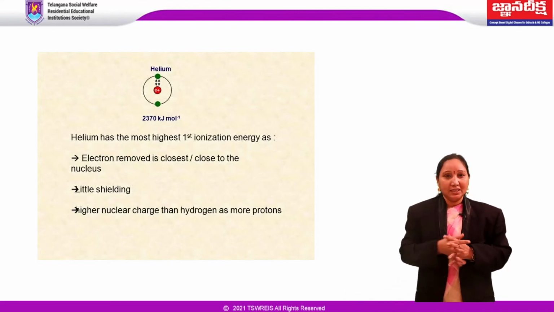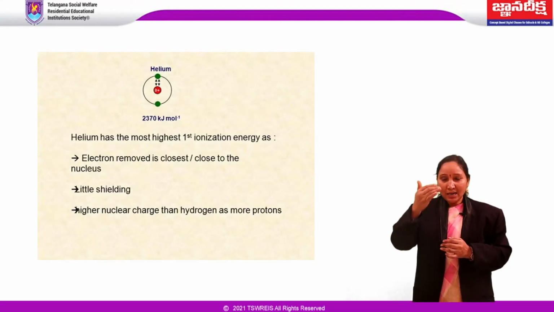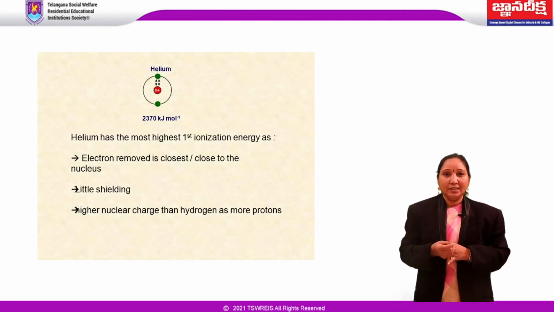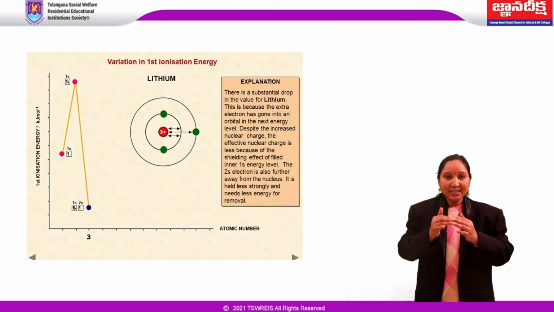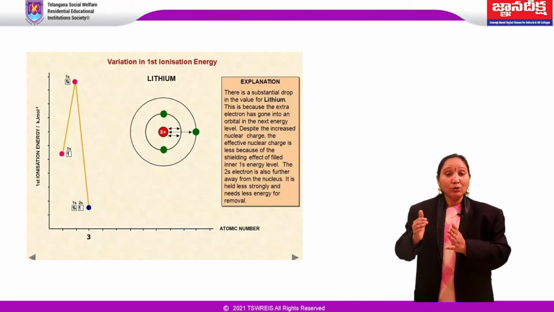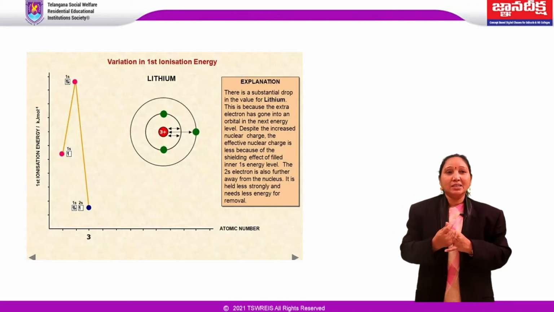Next one is lithium. From helium to lithium, there is a substantial drop in the ionization energy. Why? Because when we shift to lithium, a new shell is added. That means the distance between the nucleus and the outer shell is increased. Therefore, there is a change in the ionization energy. That means there is a drop in the value of ionization energy from helium to lithium.